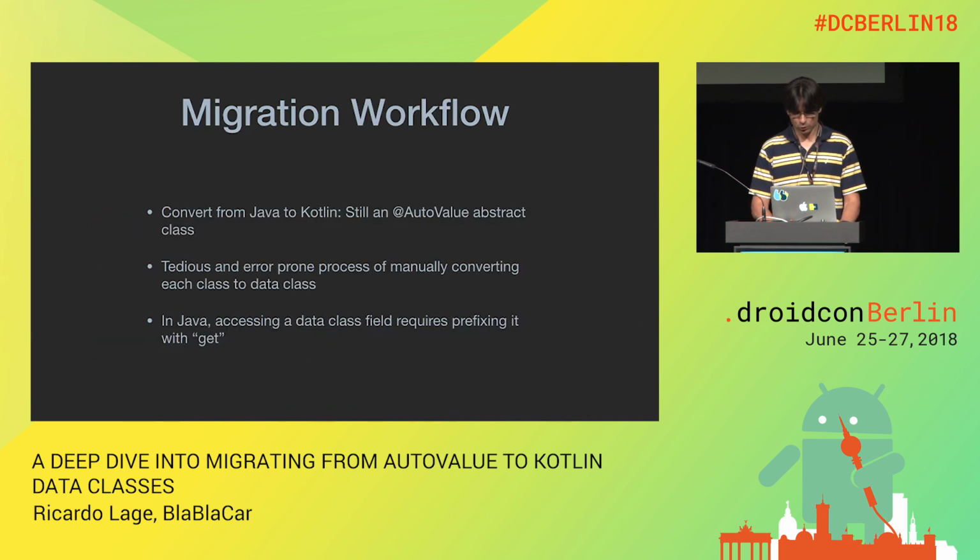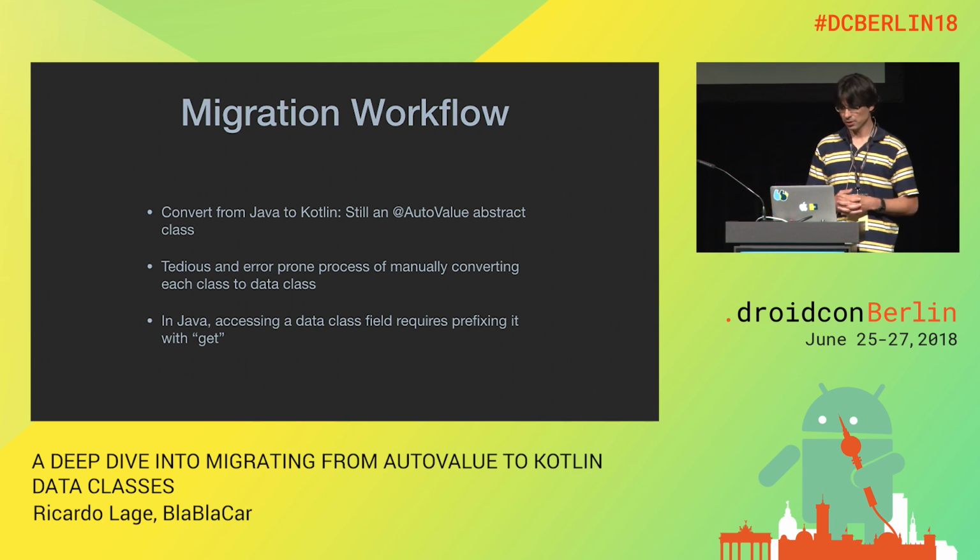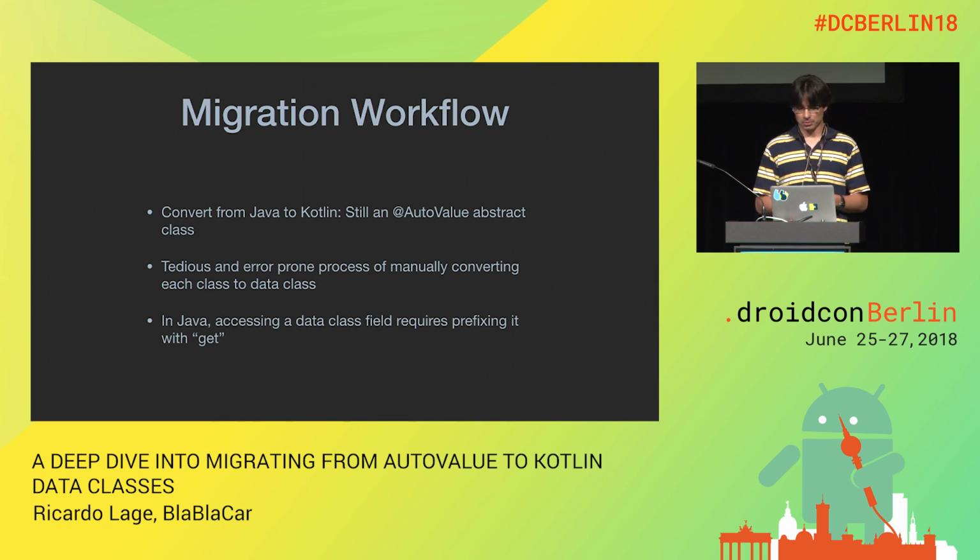All right, so now we have all the information that we need to actually do the migration. So we know that there are advantages to using data class, and we know it can help our project, simplify our project. However, migration at first didn't look as trivial, because if we just use the conversion tool from Android Studio, we get an Autovalue class converted to Kotlin. And then there's quite a tedious process of renaming the fields and the methods manually to data class.